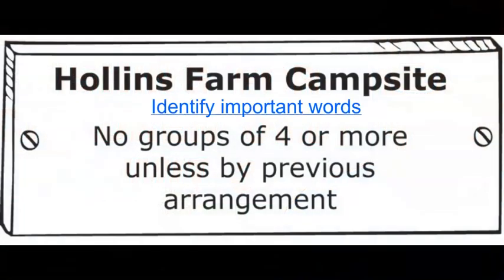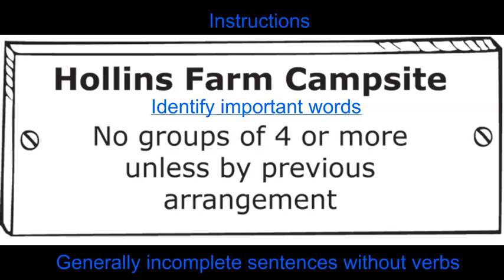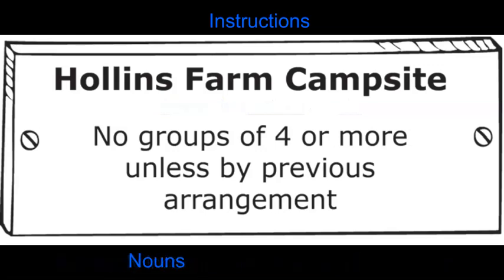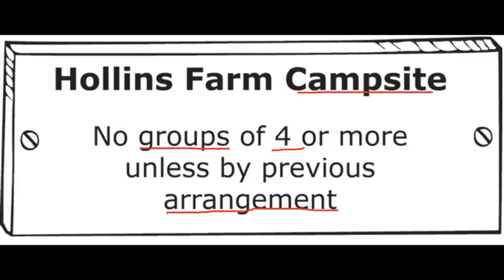The first group of texts that we're going to look at are signs, which are generally instructions which are written in incomplete, verbless sentences. This means that nouns and words like prepositions or conjunctions take on added meaning. Let's look at the nouns that we have in the sign first. Looking at just the nouns, this tells us that we're at a campsite with groups of 4 in arrangement. It's talking about what you need to do if you have groups of 4. Let's see what other information could be important.